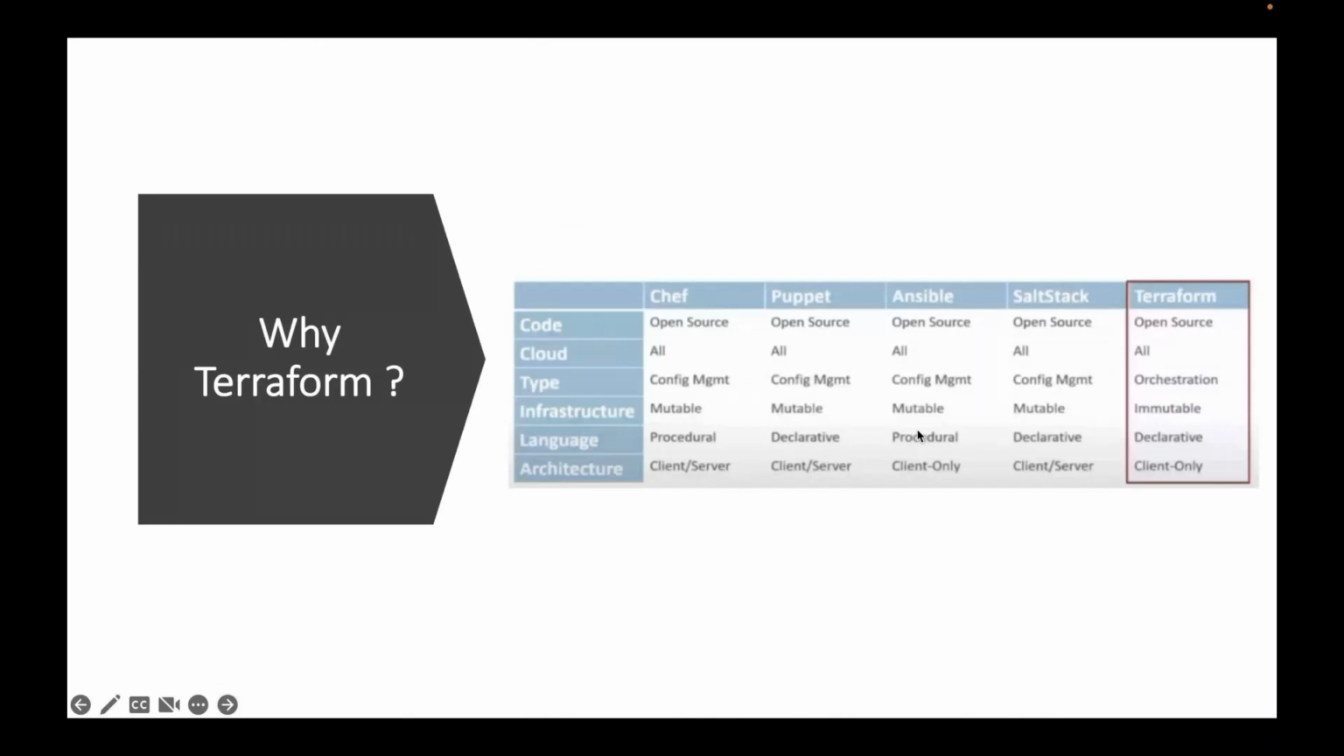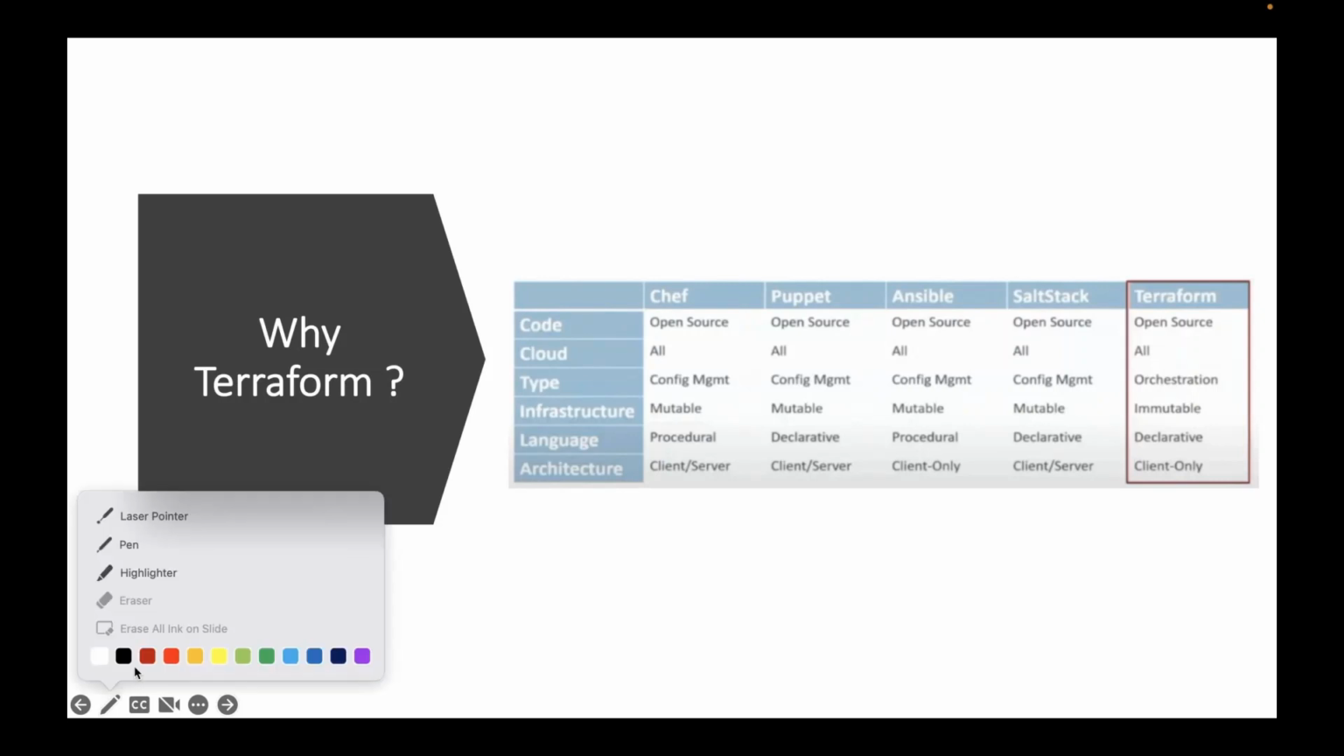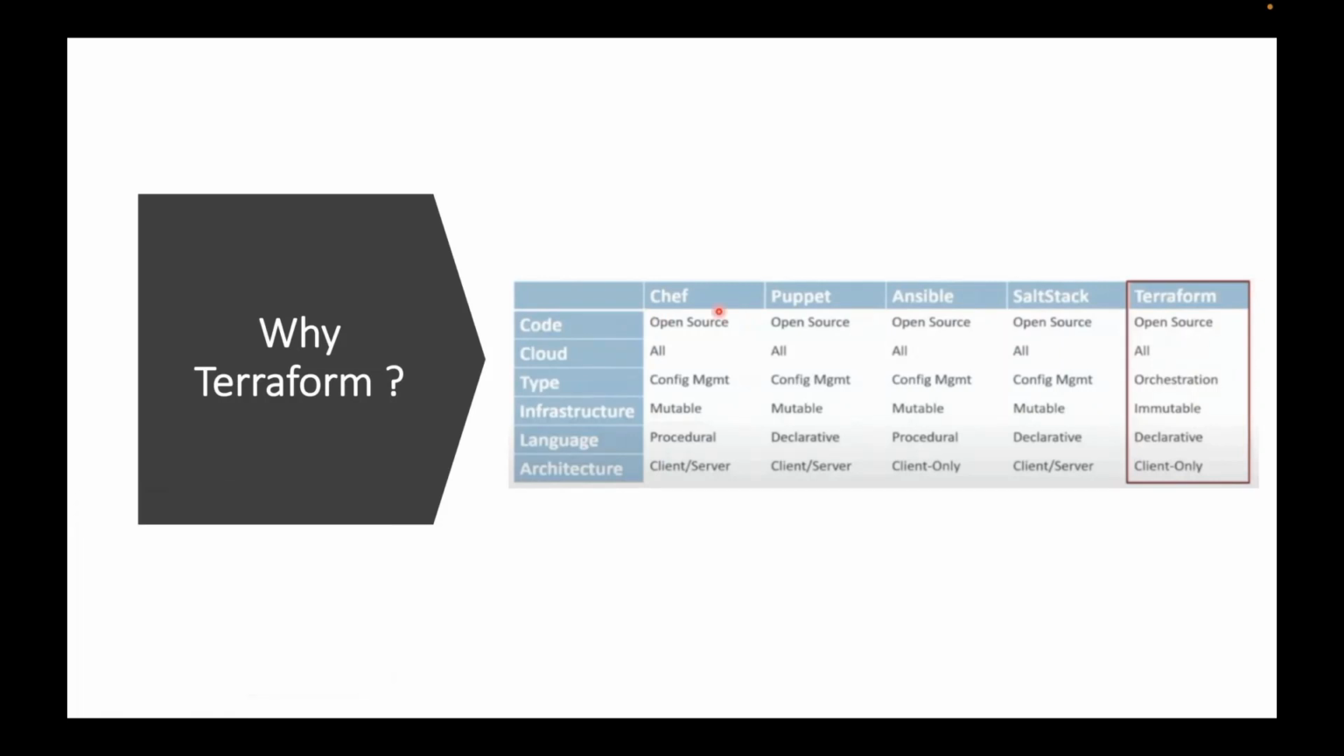Now we will see the comparison between a few IAC tools. We have here Chef, Puppet, Ansible, SaltStack, and Terraform. If we see here, all the IAC tools are open source, so that's fine. There is no difference between that. And cloud, yes, everything is supporting the cloud. That is also fine.